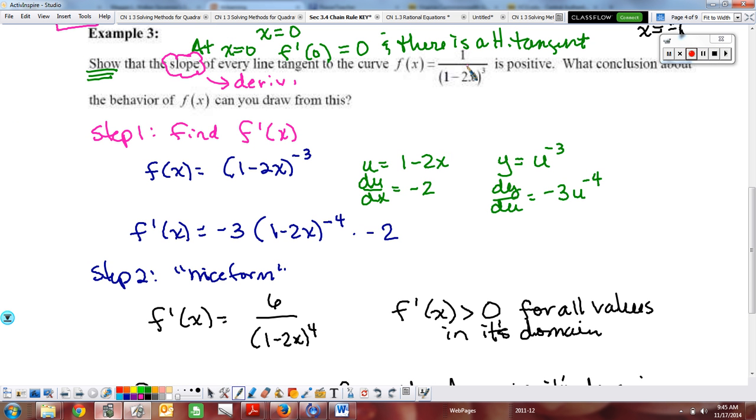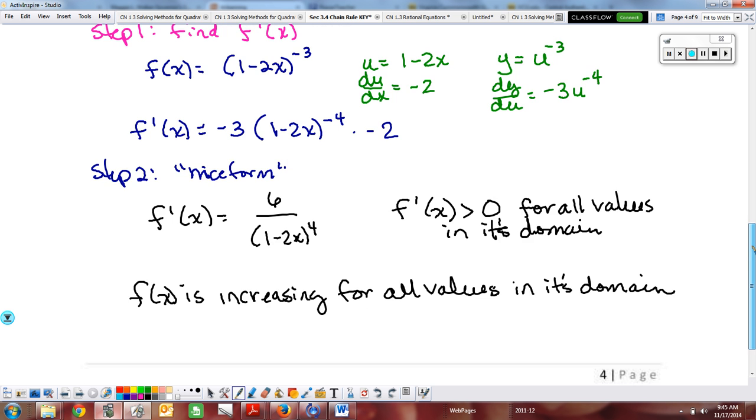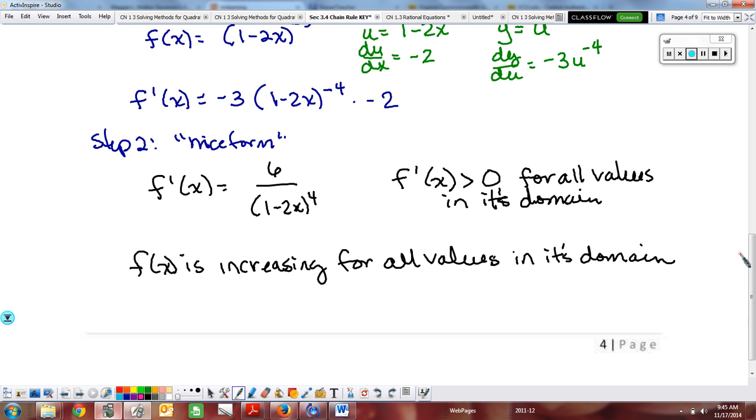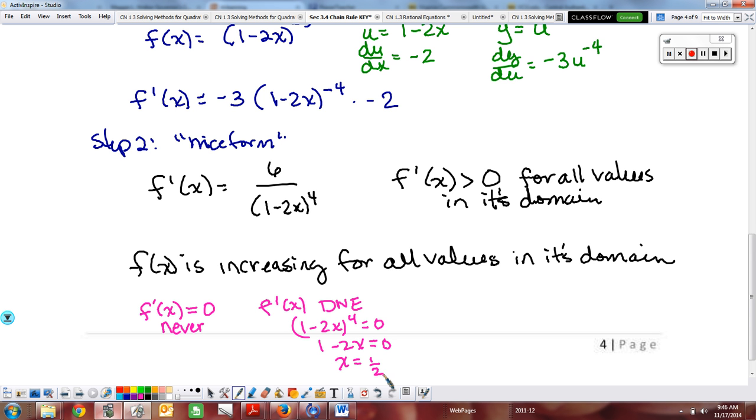So on this graph, what we know is that it's always positive. So our function for its domain is always going to be increasing. But maybe we should think about finding the domain. So taking a look at this. All right, so let's figure out what our domain is. First off, we just basically have a division by 0 problem. So f prime of x equal to 0, that's going to be a never, because of the top of the fraction. Your f prime of x not existing, we're going to look at the bottom, 1 minus 2x to the fourth equal to 0, basically 1 minus 2x equals 0, x equals 1/2. So at x equal to 1/2, we're going to have a discontinuity on it.